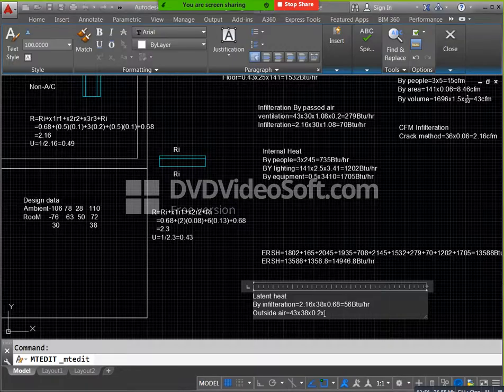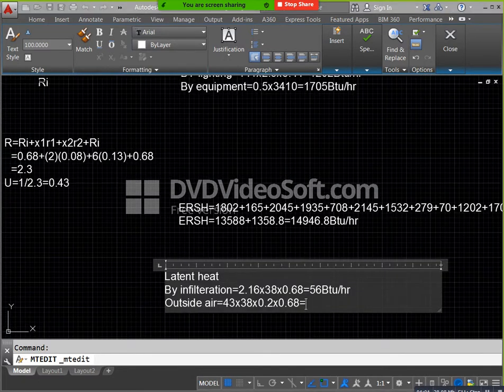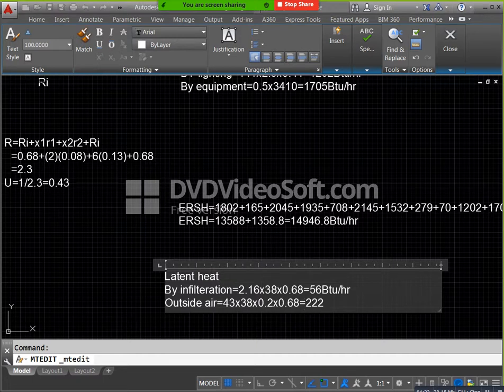Now this is our formula. Okay, now you can calculate here again: 43 into 38 into 0.2 into 0.68 equal to, BTU per hour. Next we need to calculate by people.